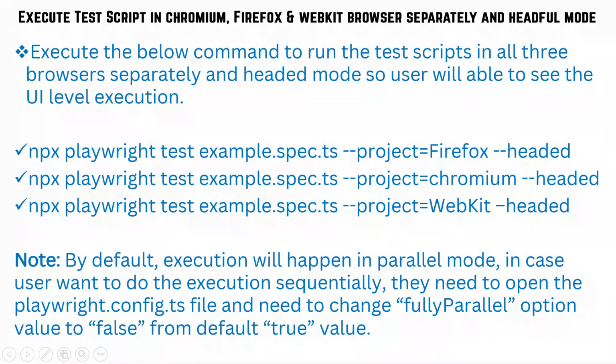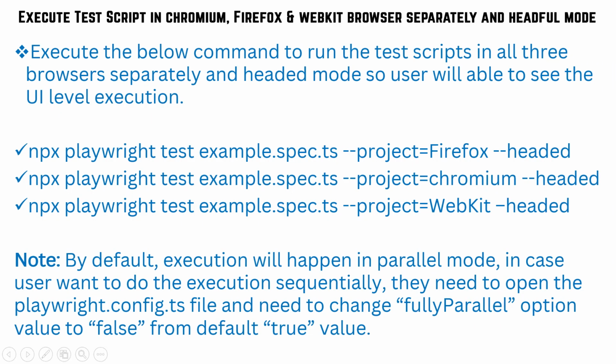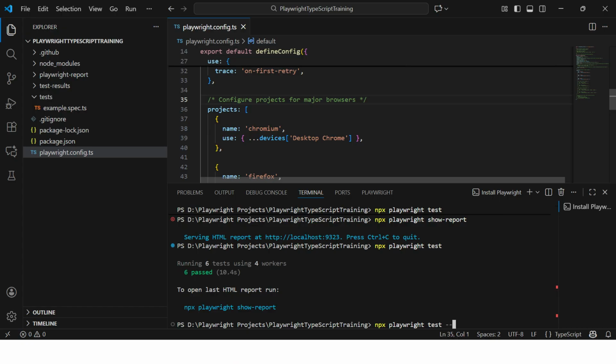You can execute the command, the below command is already there, to run the test script in all the three browsers separately in headed mode, so the user will be able to see the UI level execution. Now in case you want to execute in a particular browser, what do you need to give? npx playwright test. You can give the spec file name if multiple files are there, otherwise you can simply ignore it. Let's say three browsers are installed, but I want to execute only a single browser. npx playwright test, give space, then hyphen hyphen project equal to Firefox.